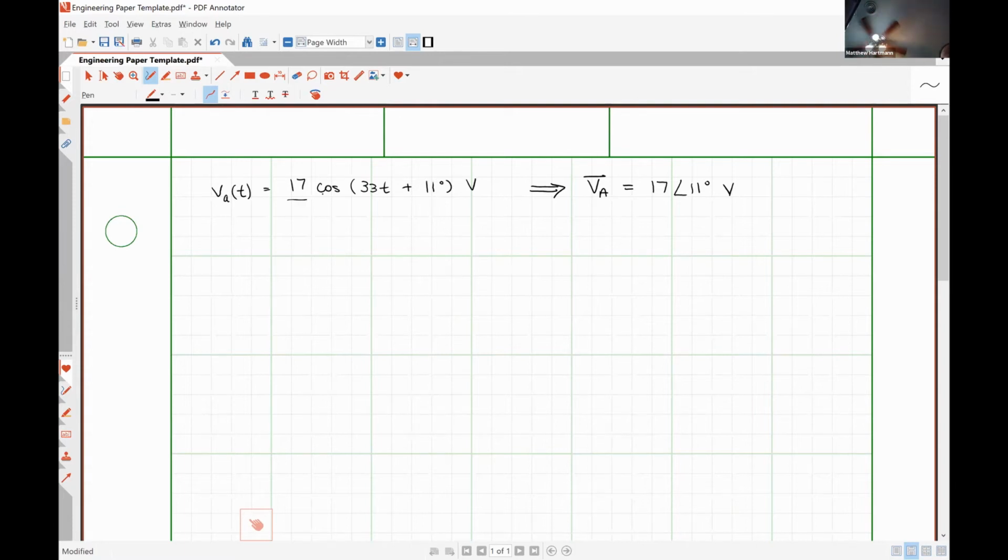So I only include the magnitude and the phase angle. The frequency term is suppressed. Phasors in this class will be entirely constructed using the cosine representation of our waveforms. So if I had a signal VB of t that was 8 sine 3 pi plus 40 degrees volts, I would need to first convert this sine function into a cosine function.